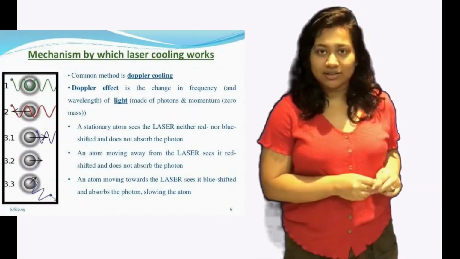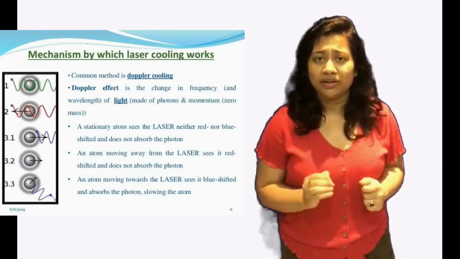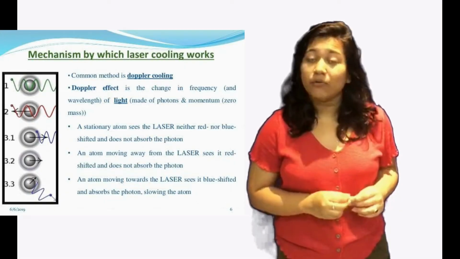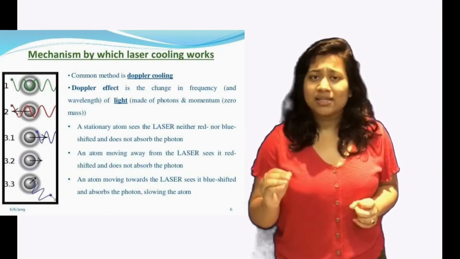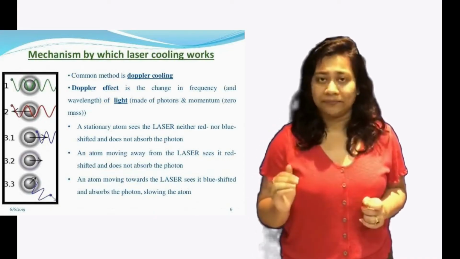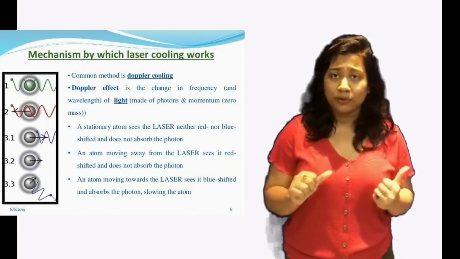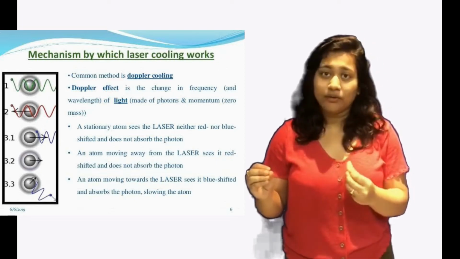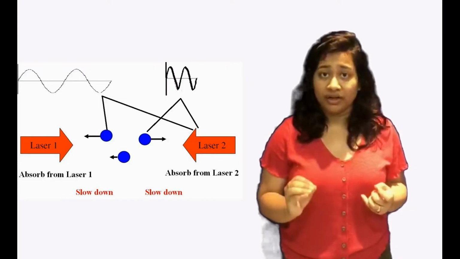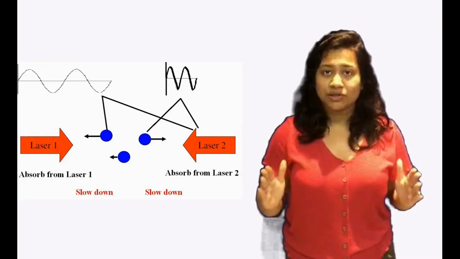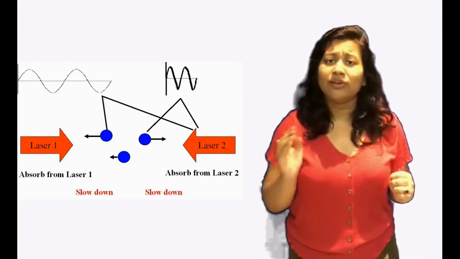Now let us consider a laser setup where the laser is slightly detuned to red, that is, lower than the frequency of the optical transition. As a result, the photon energy is too low to excite an atom. Now let us consider an atom moving in the same direction as that of the photon, that is, the atom moving away from the laser. It will never absorb the photon.